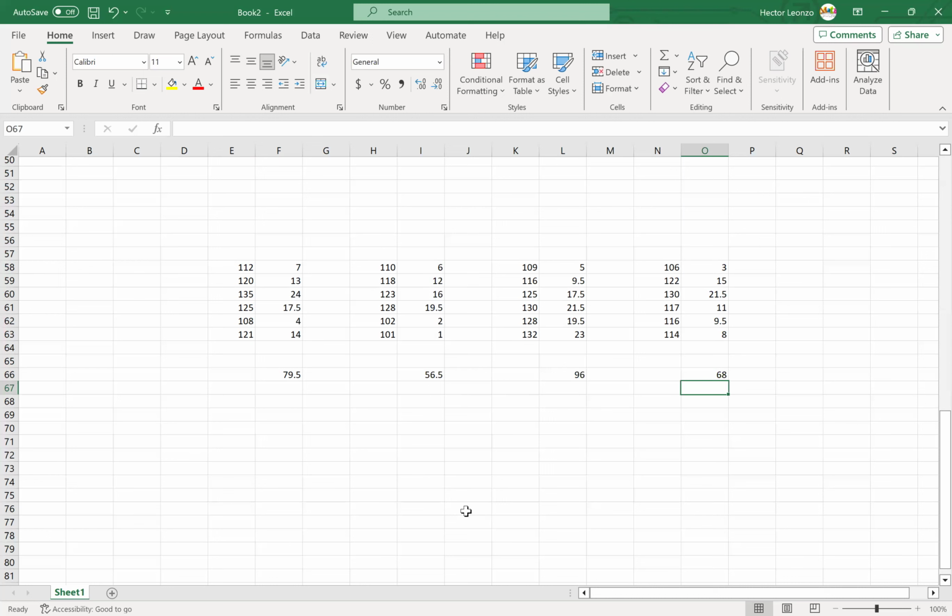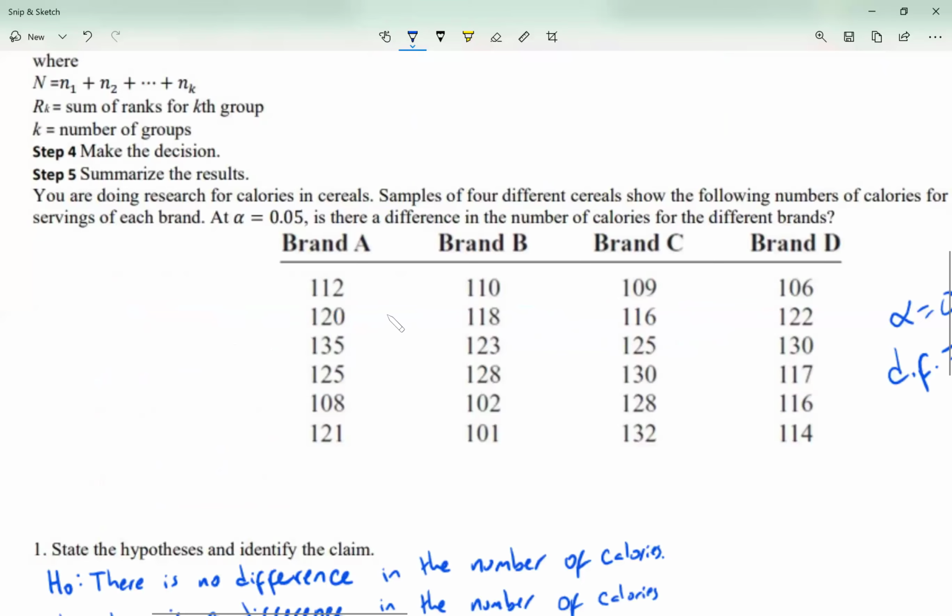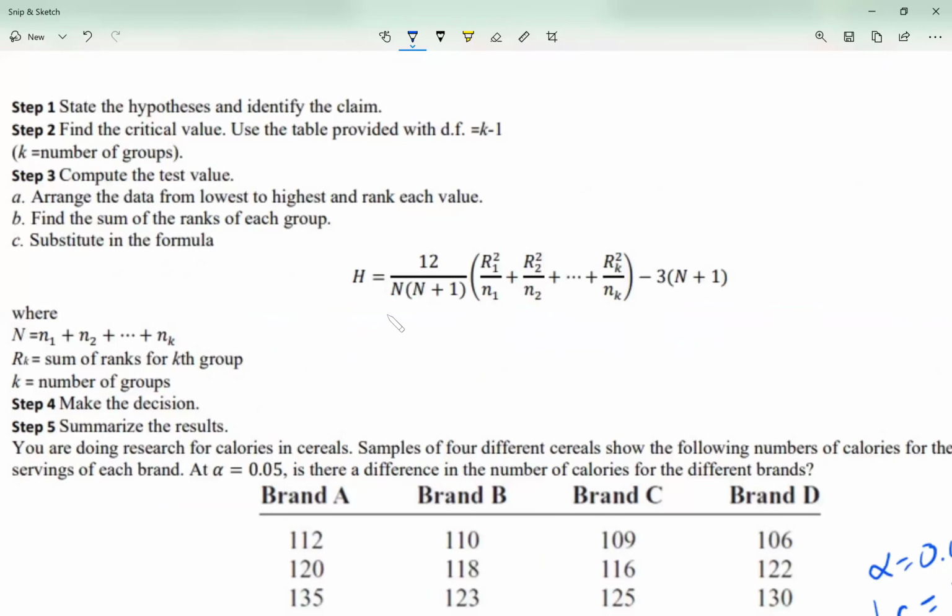Now, why do I have to square them? Let me show you why. Let me come back to our formula here. R1 is basically the sum of my rankings, but notice how this is squared. So I added my rankings, but I'm gonna square each of them because I'm gonna do this formula later.